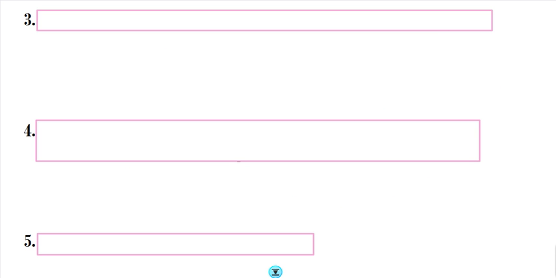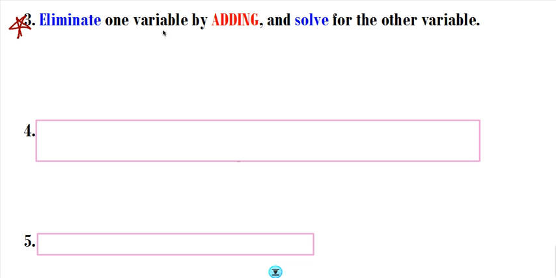Now the third step, this is something that you will always need. I'm actually going to put a star on step 3. For the elimination method, you will always need it. And that is to eliminate one variable by adding and solve for the other variable. So as you remember, this is called the elimination method. And in step 3, it tells you to eliminate, and you do that by adding them.